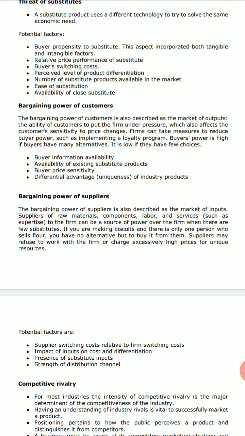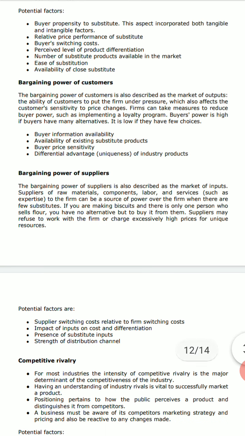So what are the factors to be considered here? Buyer propensity to substitute. This aspect incorporates both tangible and intangible factors. That means if the buyer's propensity to substitute is high, and buyers are buying more of the substitute than the original one, then there is a threat that they may take over the existing product. Then relative price performance. Suppose the product that has come up as a substitute is lower in price than the product you are using right now, then naturally there will be a shift of consumers towards the substitute product.